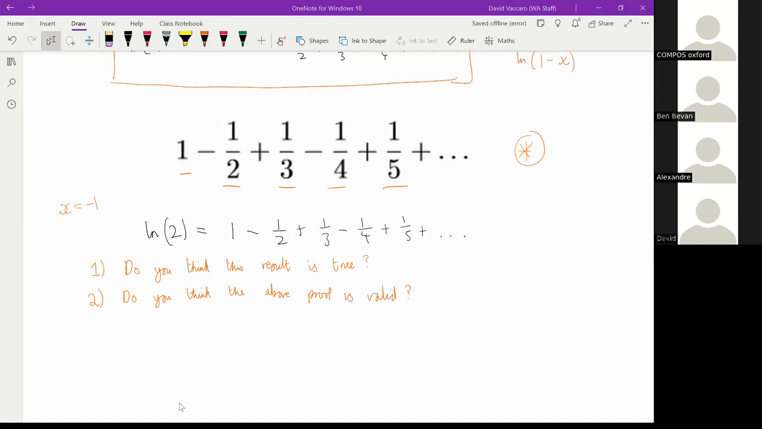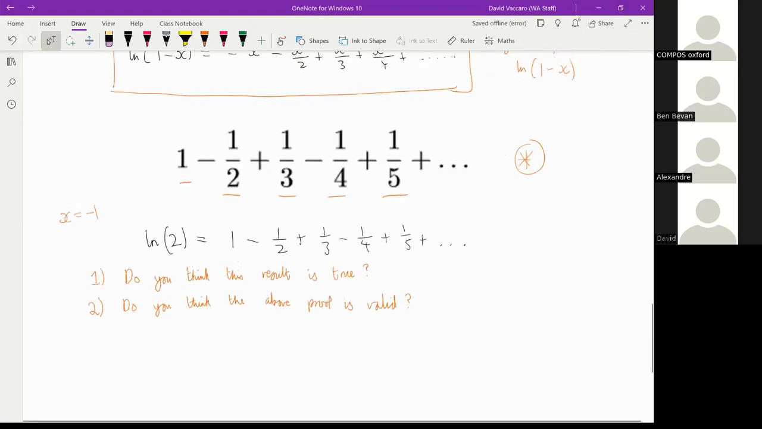Is anyone feeling brave? Do you think that log 2 really is 1 minus a half plus a third minus a quarter? Okay, what turns out to be the case is this is indeed true. But the above argument is not really valid unless we're a little bit more careful.